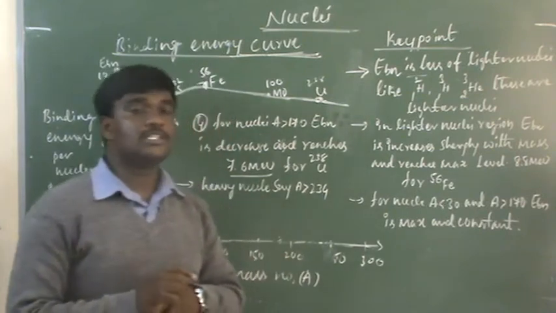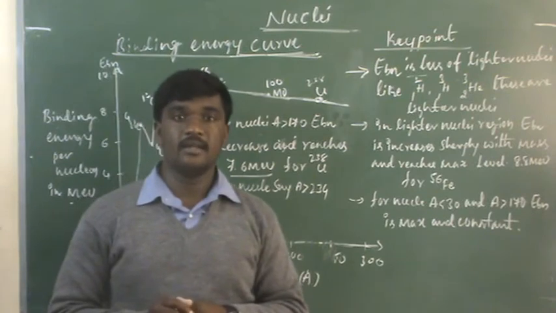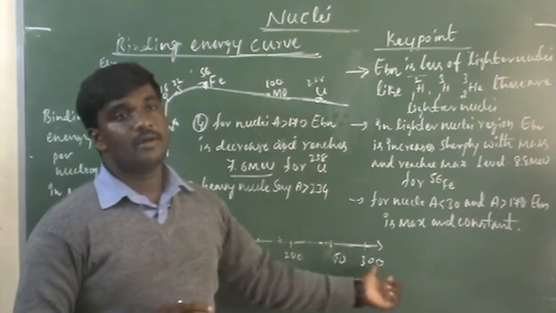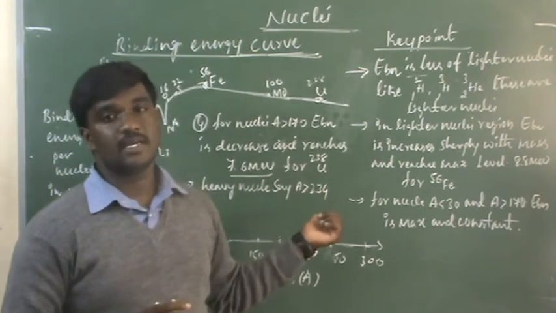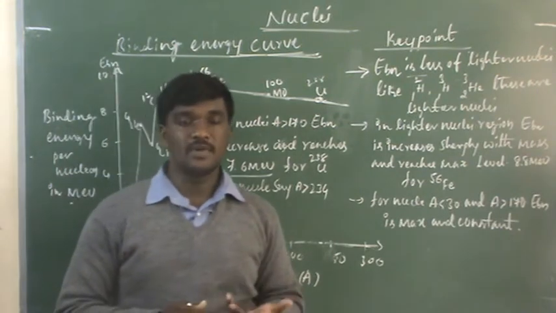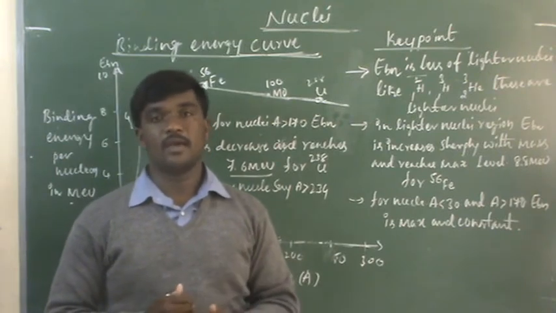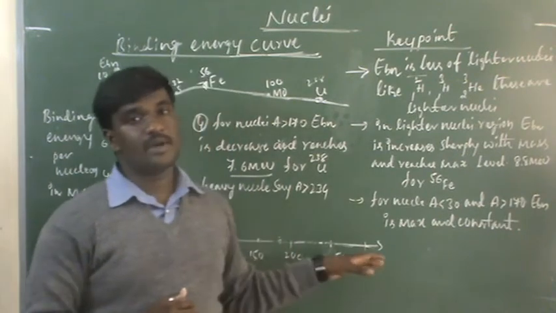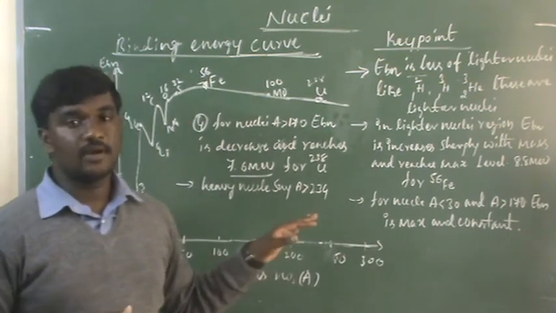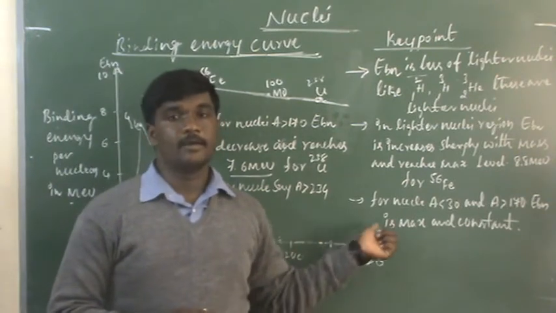And the last point, for lighter nuclei the mass number is less than 10. The binding energy per nucleon is less during nuclear fusion reaction. In this process also energy is released. What is nuclear fusion? Two lighter nuclei combine to form a heavy nucleus, that is nuclear fusion. Later we discussed nuclear fission and nuclear fusion. This is about the nuclear binding energy curve.